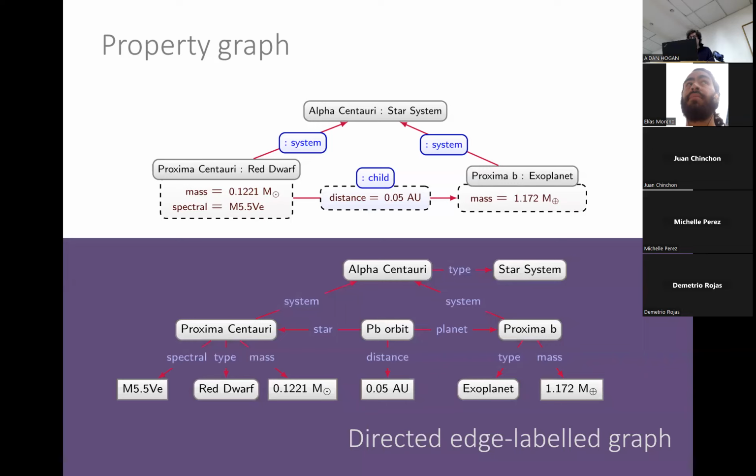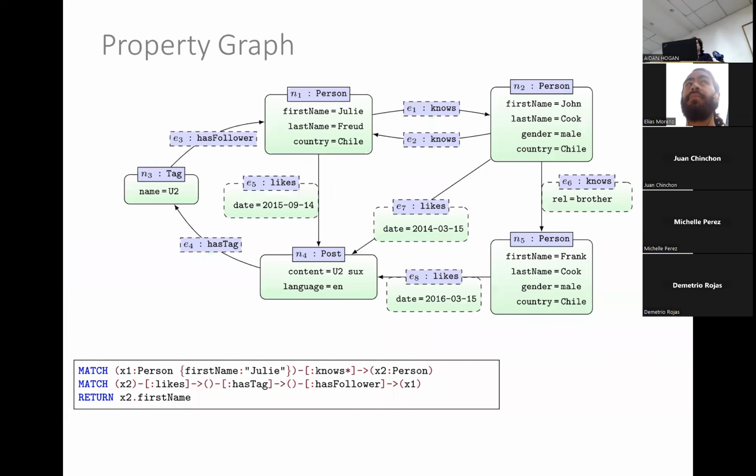So how does this work? In this case, we're representing exactly the same data. There's nothing that a property graph can represent that a directed edge label graph could not represent. These are the two main models used in practice, and this is the property graph we'll use for the examples. We have a social network where we have 3 people: Julie, John, and Frank. Frank thinks that U2 sucks for some reason, and so does John.